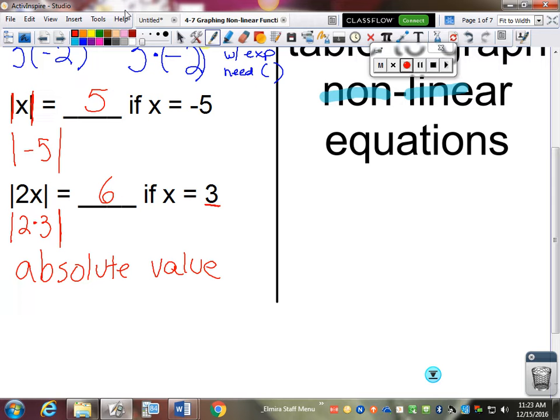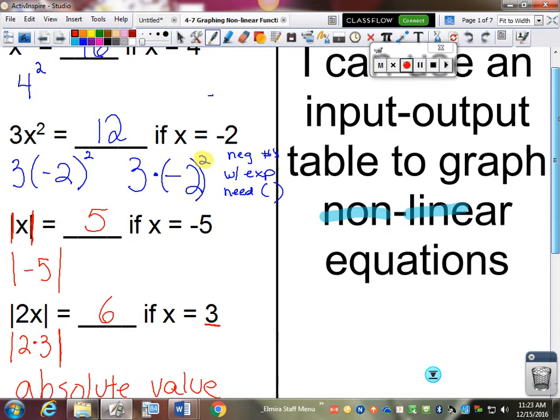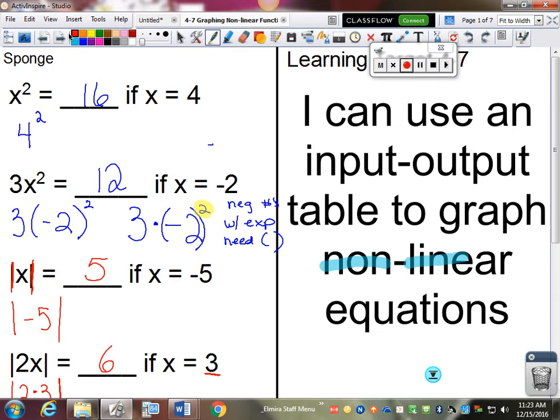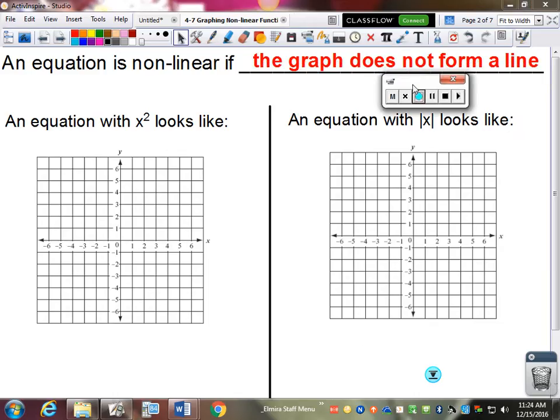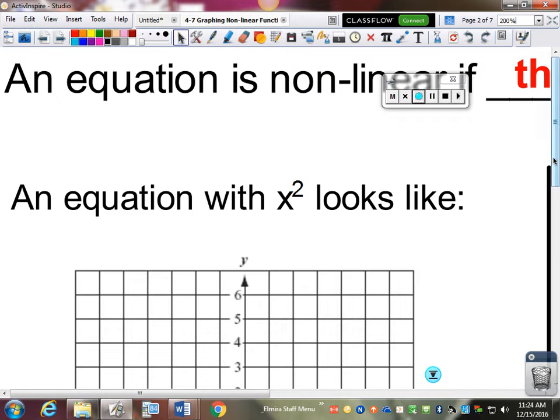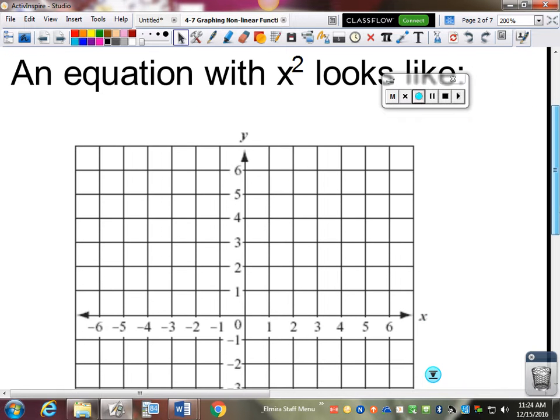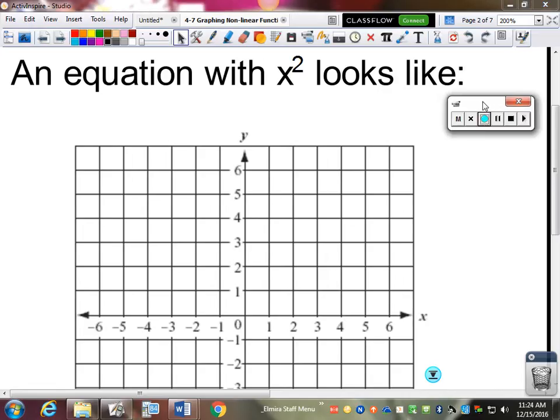All right, so we're talking about nonlinear graphs today. Nonlinear graphs. So a graph is nonlinear if the graph does not form a line. Okay, so we're going to look at the first type on the left-hand side. What does a graph with x squared look like? Okay, the name of an x squared equation is a quadratic.